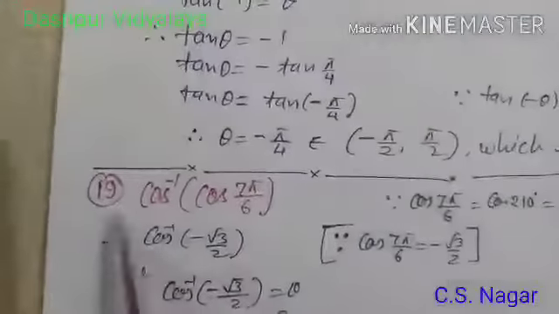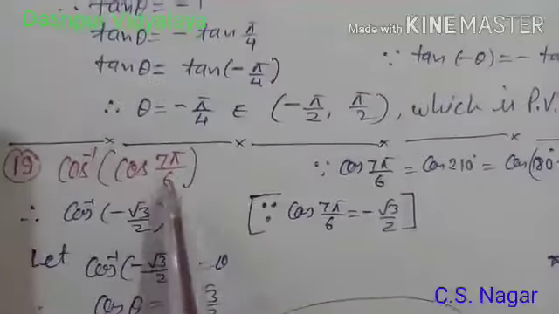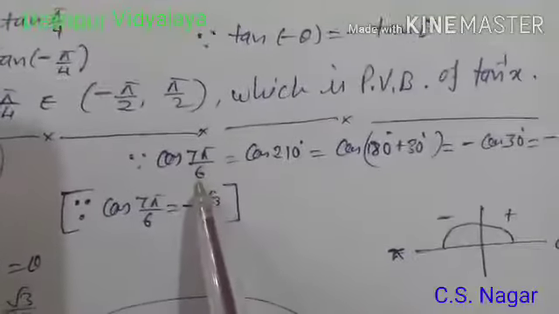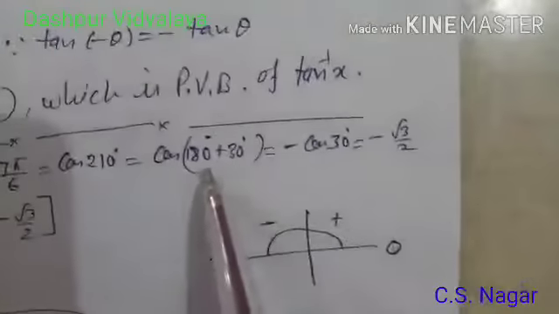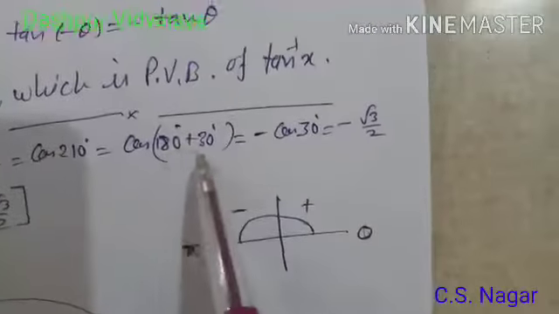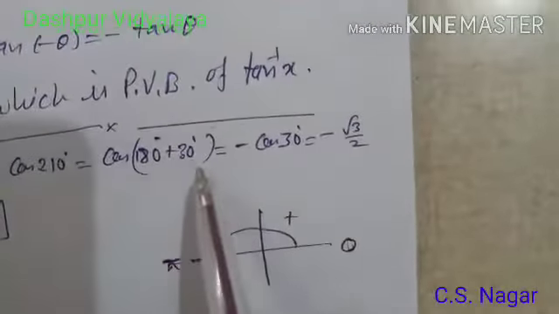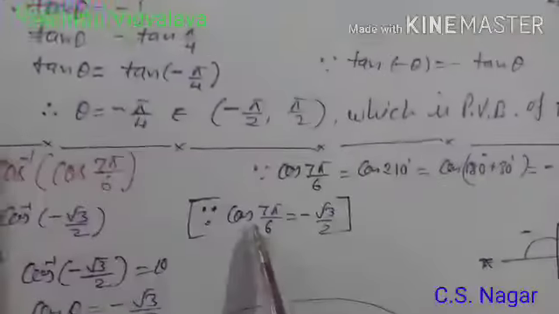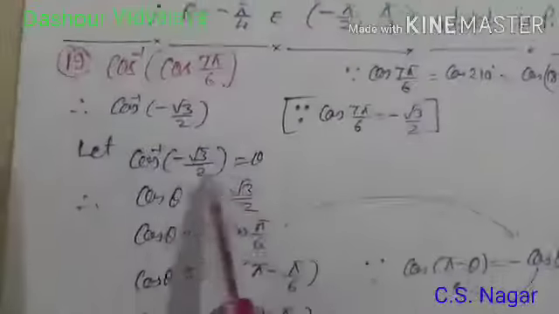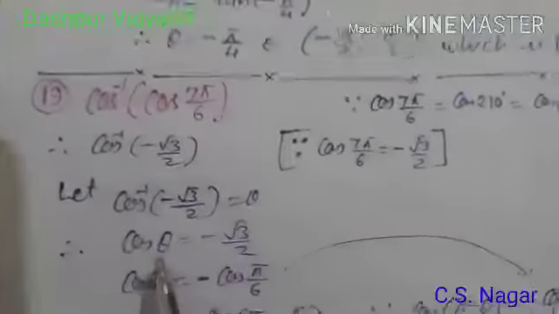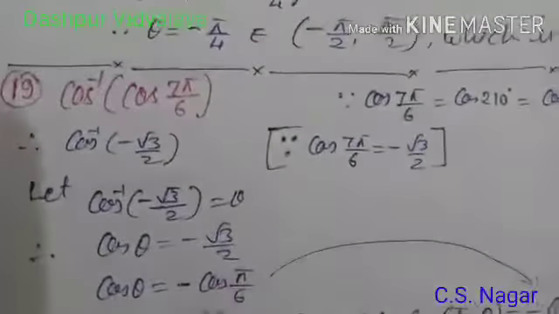One more similar question, question number 19, cos inverse cos 7 pi by 6. Pi by 6 means 30, and 30 into 7 means 210. 210 means 180 plus 30, and cos of 180 plus theta is minus cos theta, and cos 30 is root 3 by 2, with the minus sign as it is. So in place of cos 7 pi by 6, write minus root 3 by 2, and suppose this is theta, so cos theta is equal to minus root 3 by 2.